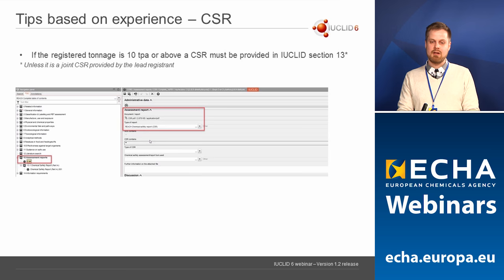Some tips based on the chemical safety report. Basically, if the registered tonnage is 10 tons or above, then the CSR must be provided under IUCLID section 13. Of course, unless it is a joint CSR provided by the lead registrant, for example.